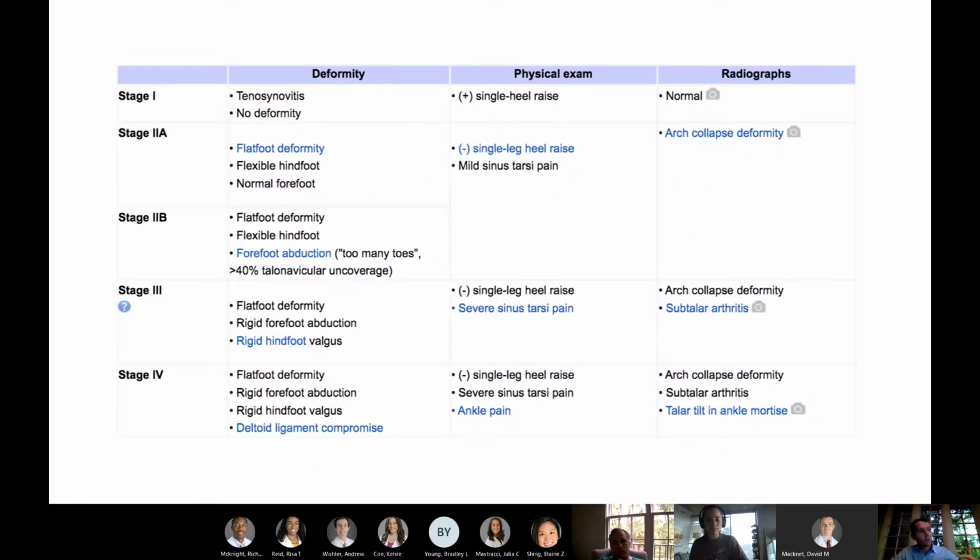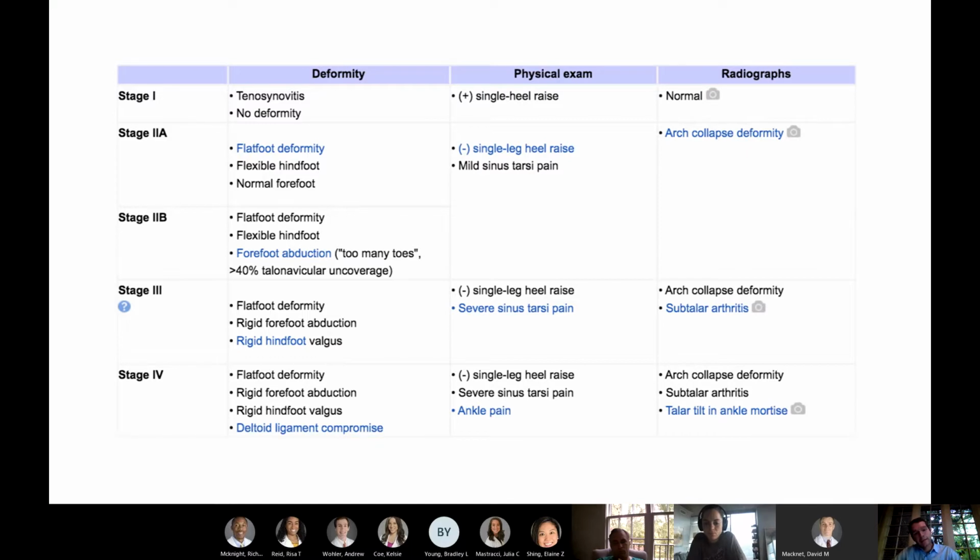Classically, stages 1 through 3 were how flat foot, posterior tib dysfunction was typified. The difference between 1 and 2 was whether or not you could do a single limb heel rise, and then 2A to 2B was how much abduction of the forefoot there was, so uncoverage of the talar navicular joint. And then stage 3 is rigid.